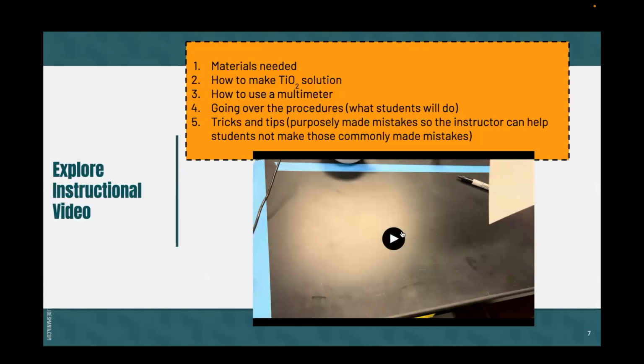There's an instructional video here that shows the teacher how to buy the materials, what materials they're going to need. It also goes over how to make the titanium dioxide solution, how to use the multimeter, and just going over the procedures that students will be doing. As well as tricks and tips on how to make sure that students are not making commonly made mistakes during the lab.